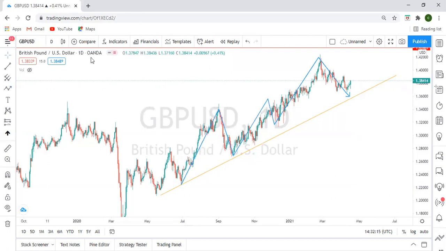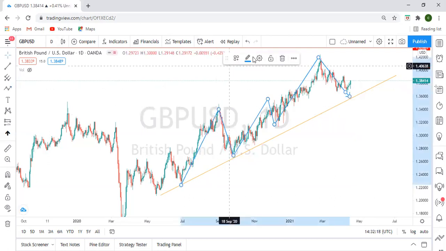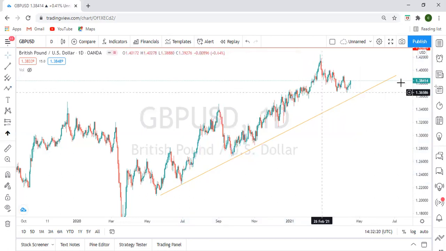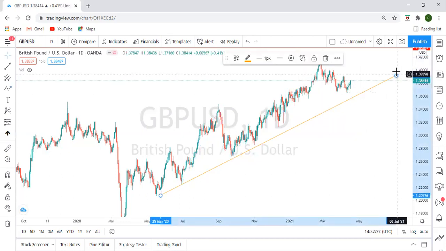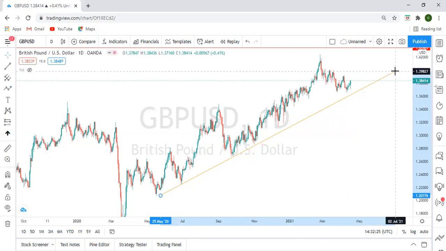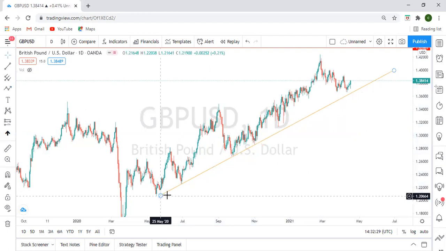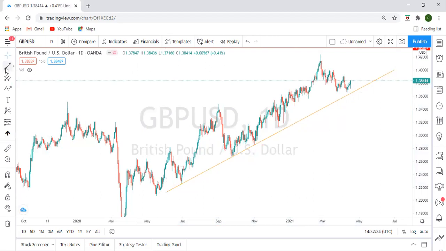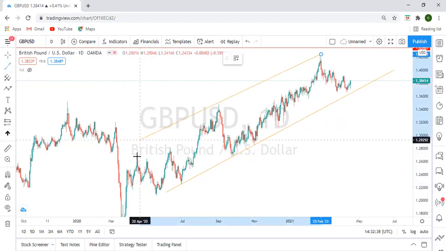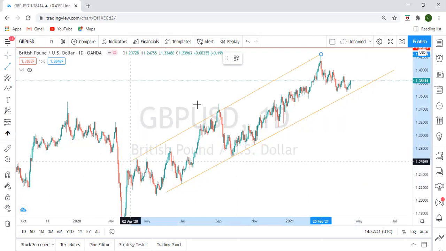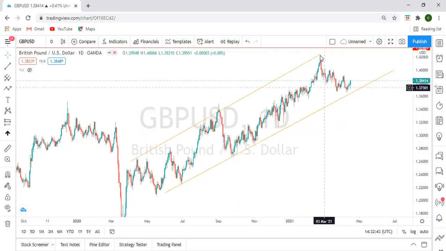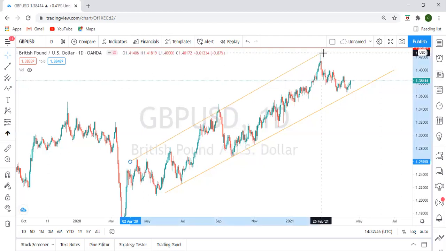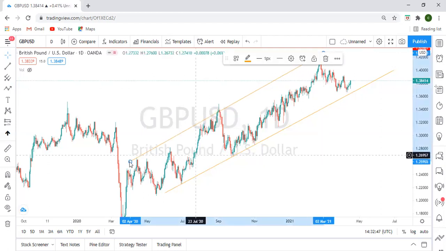So let's remove this because we saw what has been happening for the past few days. Let's adjust this trend line to touch several points so that we have several touches to make this trend line valid. So let's do something like this. Let's take another trend line to make a channel. This upper trend line is basically like a barrier for GBPUSD.